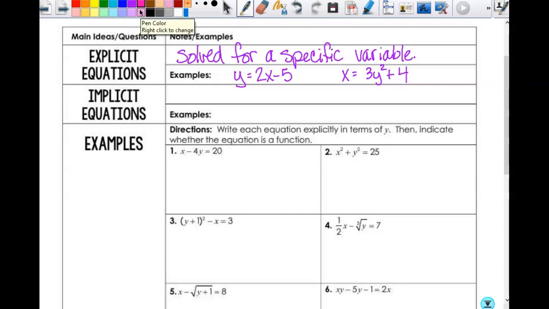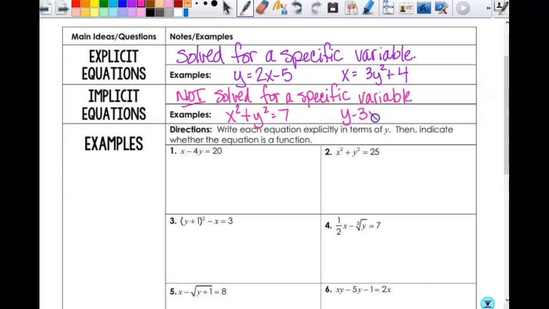Then implicit equations are not solved for a specific variable. So it could be like x squared plus y squared equals 7, or y minus 3x squared equals 8, whatever. Doesn't mean you can't solve it for a variable, it's just not. Okay.